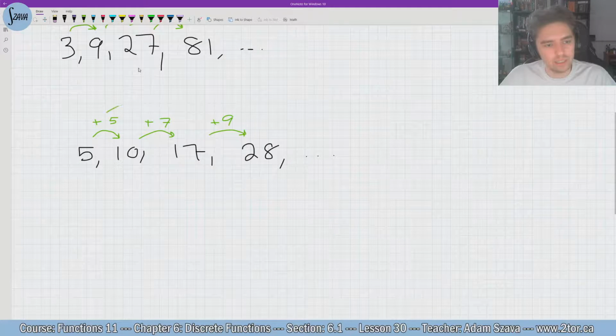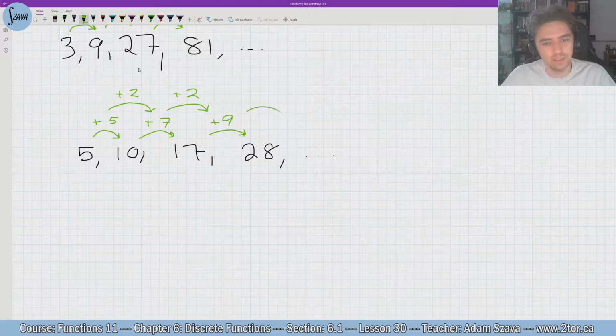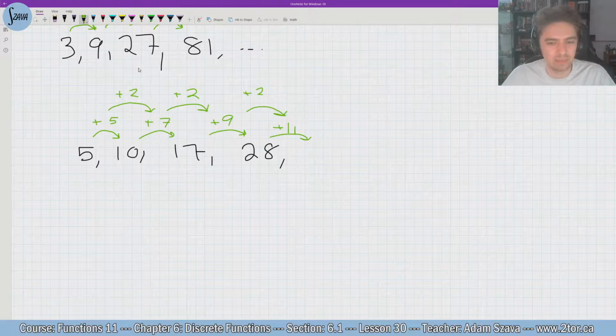But interestingly, you can see here, what about the differences between what you're adding? Oh, you add by 2, add by 2. So maybe the next time we're going to also add by 2. So here we're going to add by 11 to get to the next one. So maybe the next thing in the sequence is going to be 39. You know, it could possibly be that. You see how I did that, right?